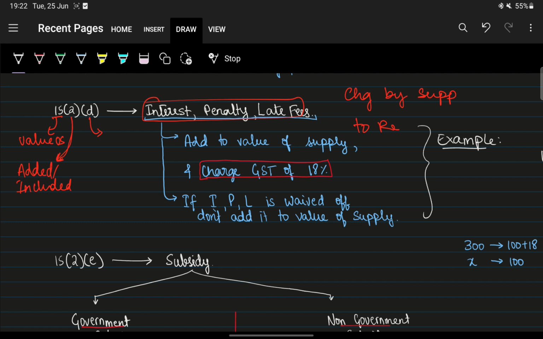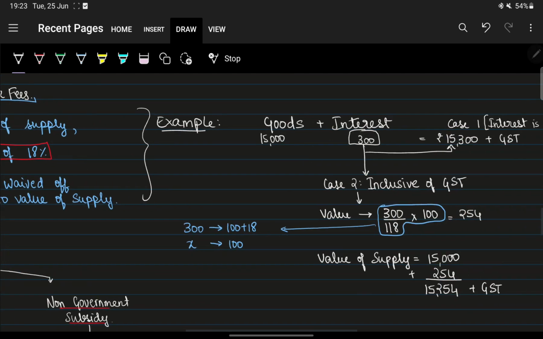But if any amount is charged and it is not yet waived off, but it can be waived off, will you add it to the value of supply? That time you will add it, because it is not yet waived off, it can be waived off. So it can be waived off but it has not been waived off, so you will add it to the value of supply. Next we'll move on to that example that we were talking about.